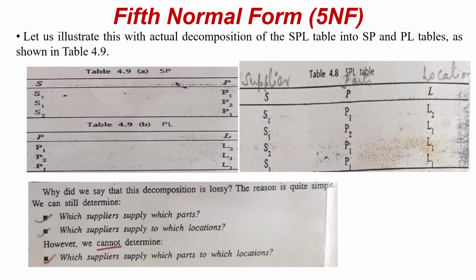So here, if we divide the table into two, that is SP and PL tables, then we get a table like this. This type of decomposition is called lossy. Why? Because which supplier supplies which parts, we can get from the first table, and which supplier supplies to which location, we can get from the second table. However, we can't determine which supplier supplies which parts to which location.